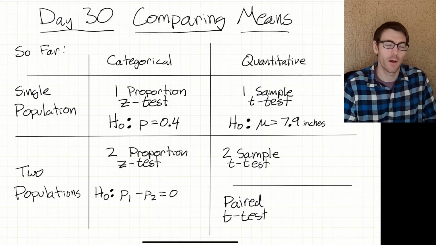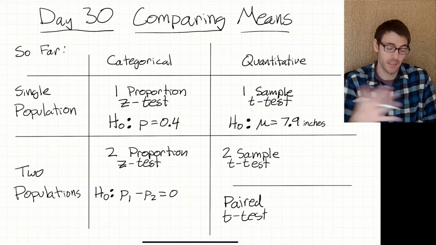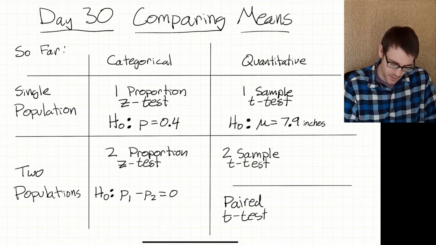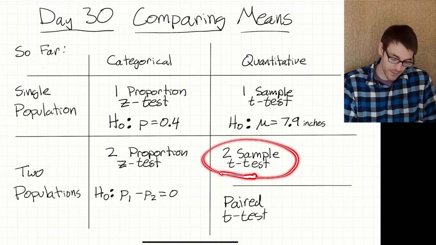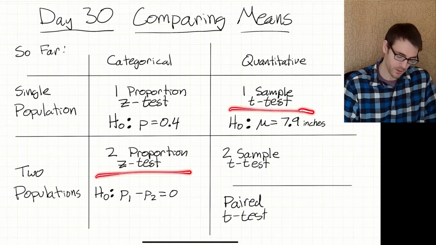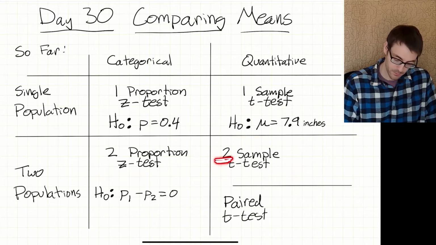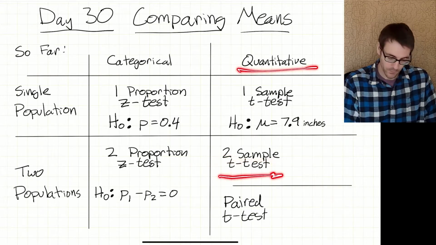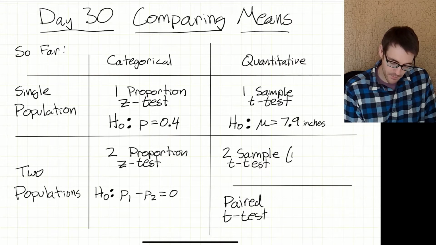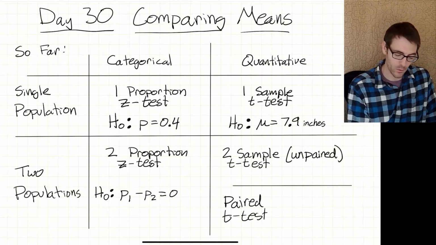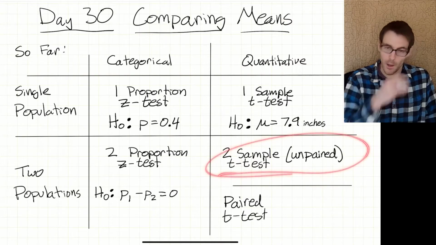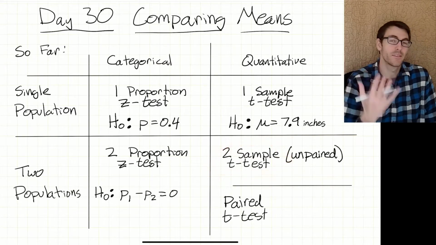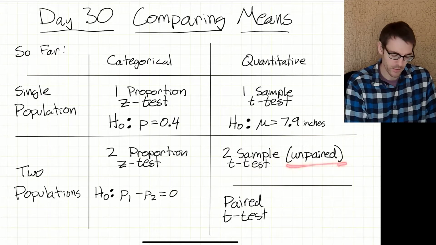We'll certainly talk more about what I mean by paired in a little bit, but just to give names to these tests, the first one is the one that you would expect given some basic pattern matching. We're now working with two samples, and it is quantitative, therefore it is a t-test. There is an implied unpaired tag on this test, but we typically don't bother saying that. When we say two sample t-test, it's usually implied that it's unpaired.